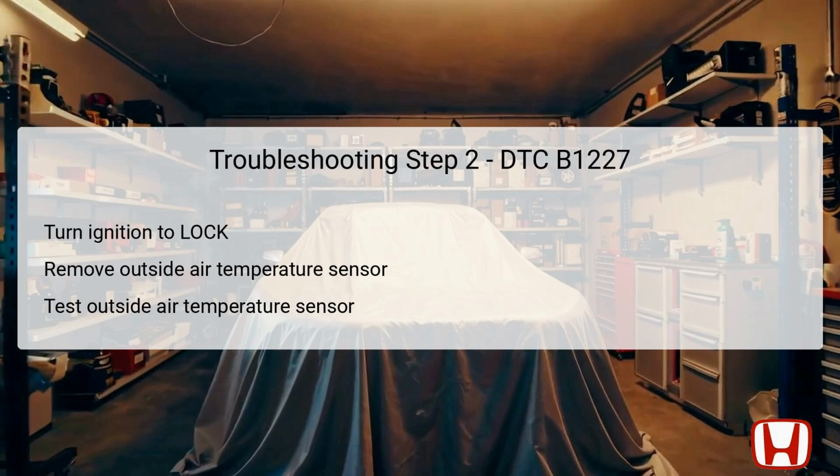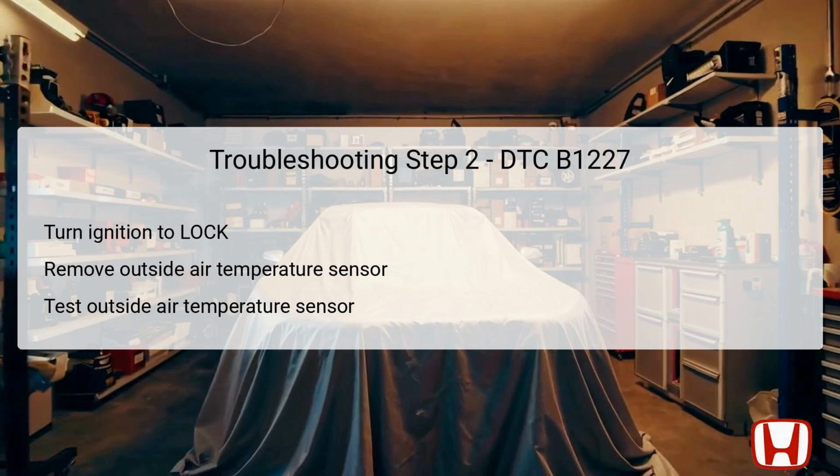If the outside air temperature sensor is determined to be functional, then you will proceed to step 3 with the sensor still disconnected. However, if it is found to be faulty, the immediate action should be to replace the outside air temperature sensor.